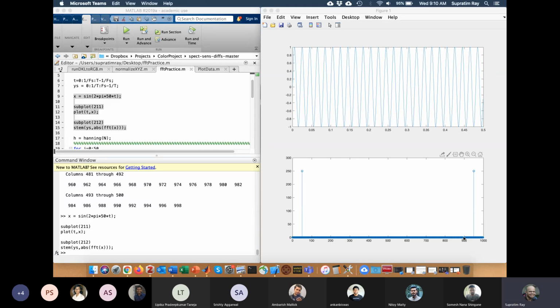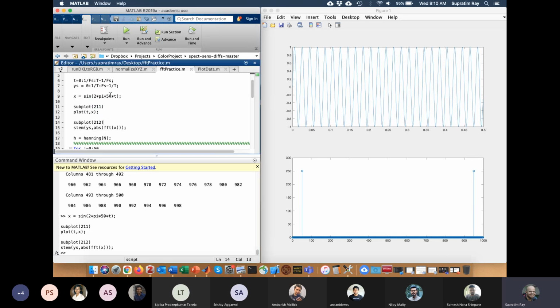Okay, and it's symmetric. So you see another peak also at 950. So this is what it is. Okay, that's very good. But now I ask, suppose I have a sinusoid at 51 hertz.